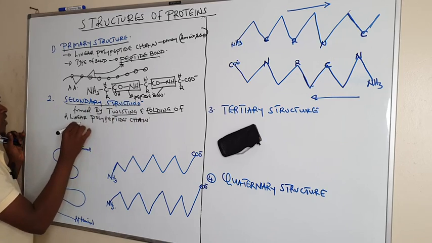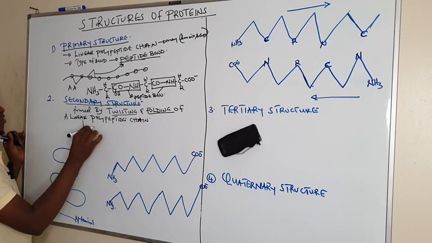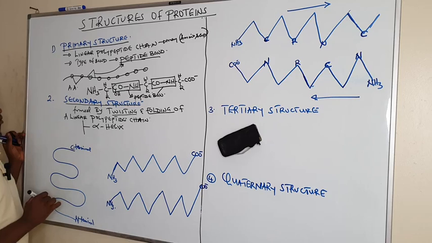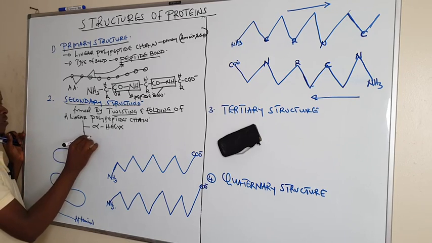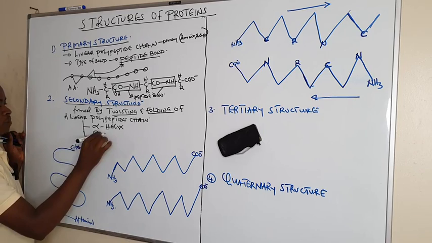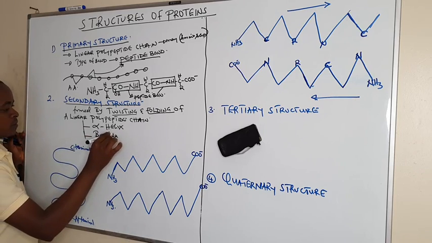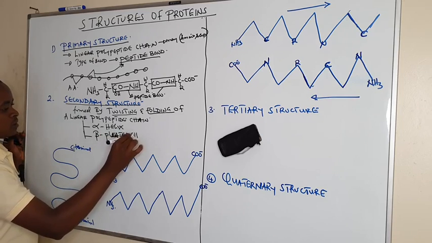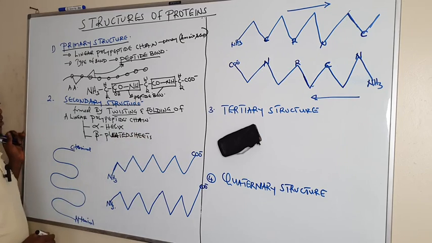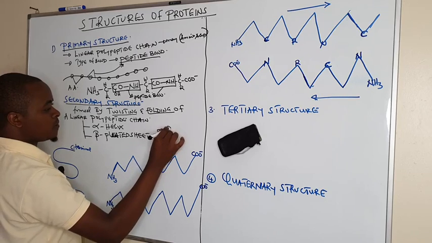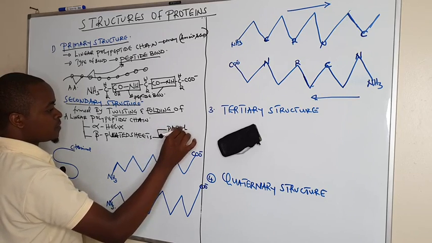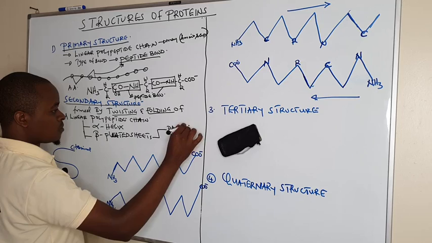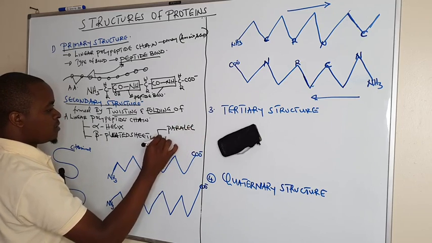The folding and the twisting results in the formation of the alpha helix, and also results in the formation of beta pleated sheets. These beta pleated sheets can either be parallel, or they can be anti-parallel.